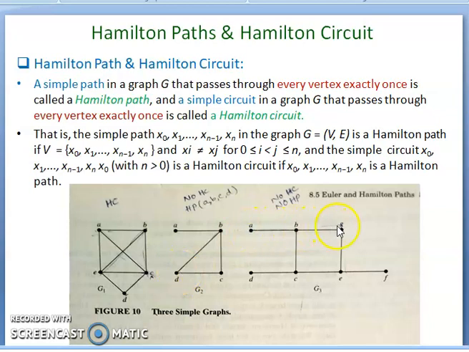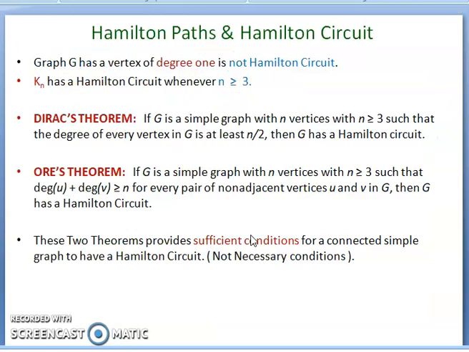Here there is no Hamilton path also, because you must visit all vertices, A to B, and so that's why there is no Hamilton path, right?